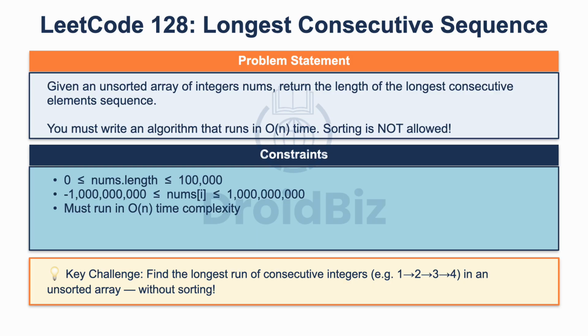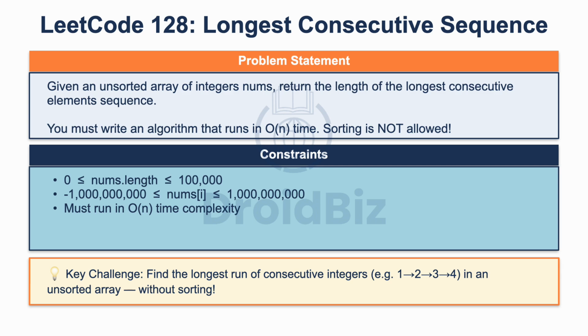Welcome. Today we are solving LeetCode problem number 128, longest consecutive sequence. Here is the problem. We are given an unsorted array of integers called nums. Our goal is to find the length of the longest consecutive element sequence. For example, if the numbers 1, 2, 3, 4 appear in the array, the longest consecutive sequence has a length of 4. There is one very important constraint here.